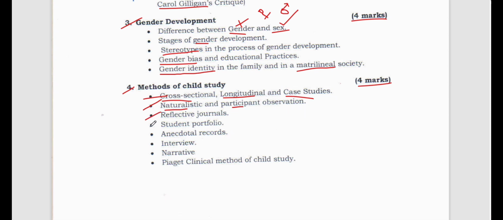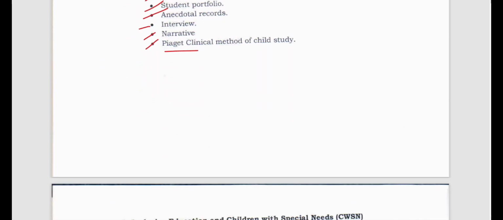Then reflective journals we will take. Then student portfolio: how a portfolio is built, what information is filled in there, those things we should take care of. Then anecdotal records we will study. Then interview, what is an interview. Then narrative study. Then Piaget's clinical method of child study we shall study in detail.